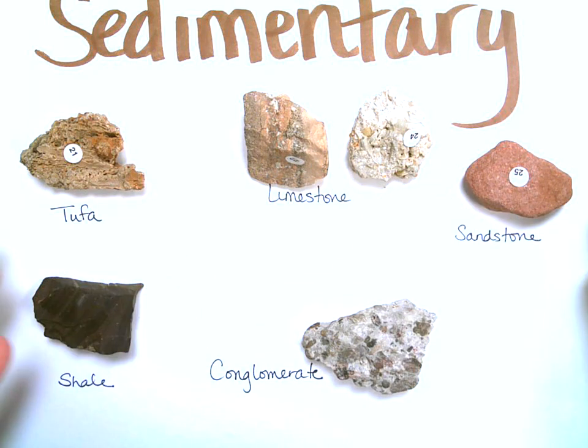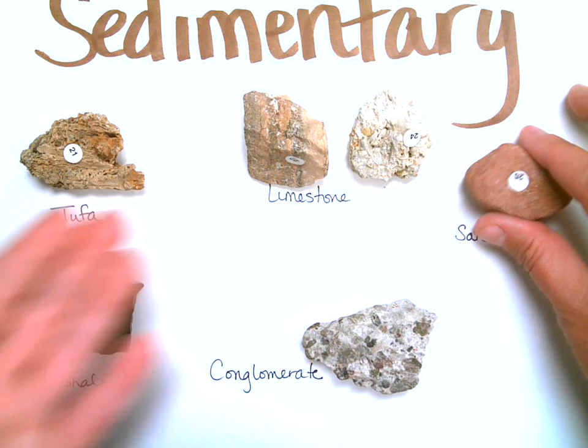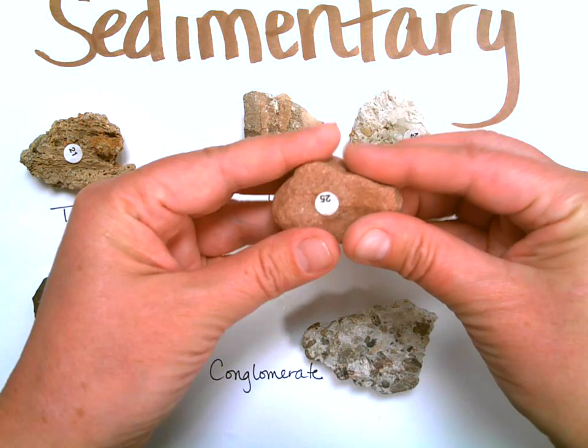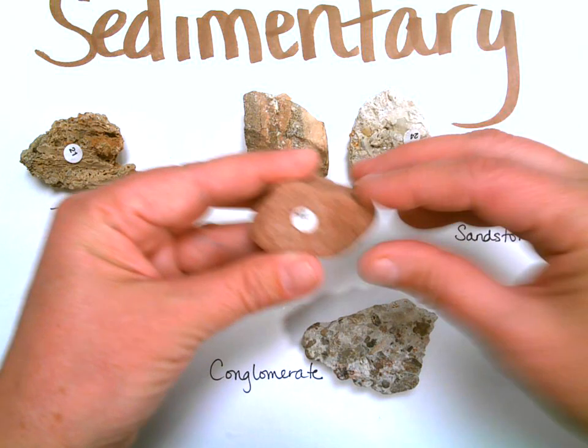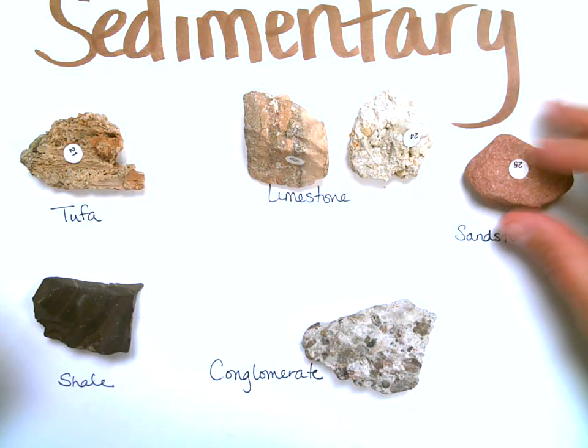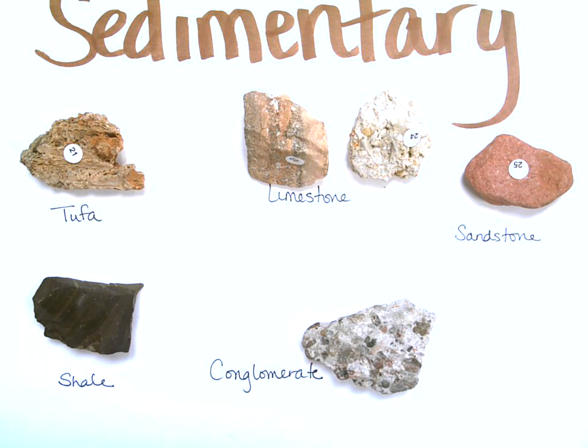So the texture of these rocks, for example, the sandstone, if you were to feel it, it feels a lot like sandpaper. It's gritty because it's made of sand that's been compacted. If you find a rock in your yard that by chance has a fossil in it, you're most likely looking at a sedimentary rock.